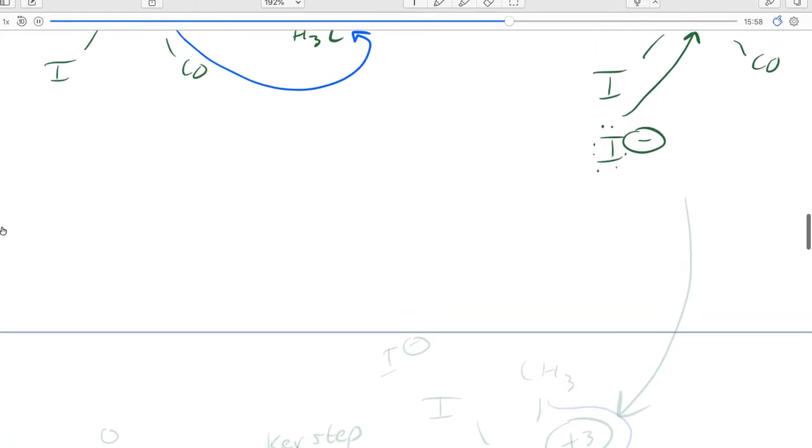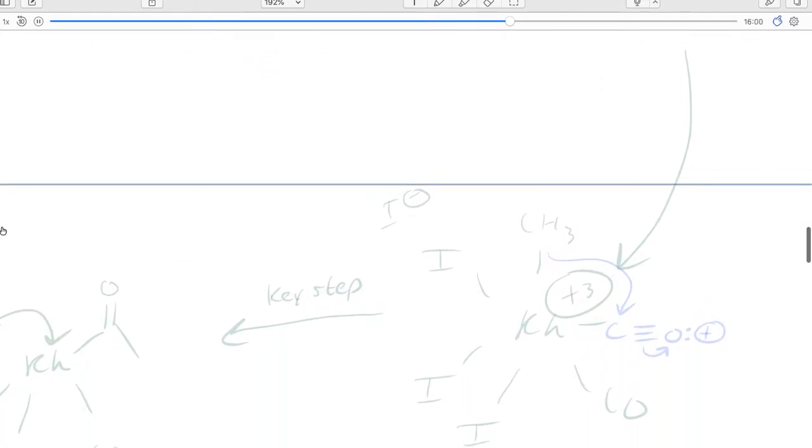I really don't think there will be that much of this on the test because we did not cover this much. But it's useful to learn. So now we have rhodium.